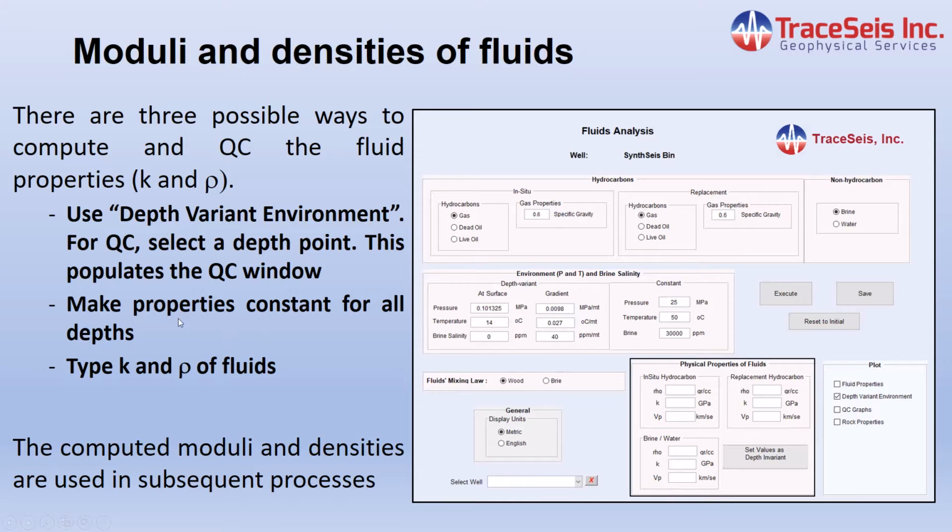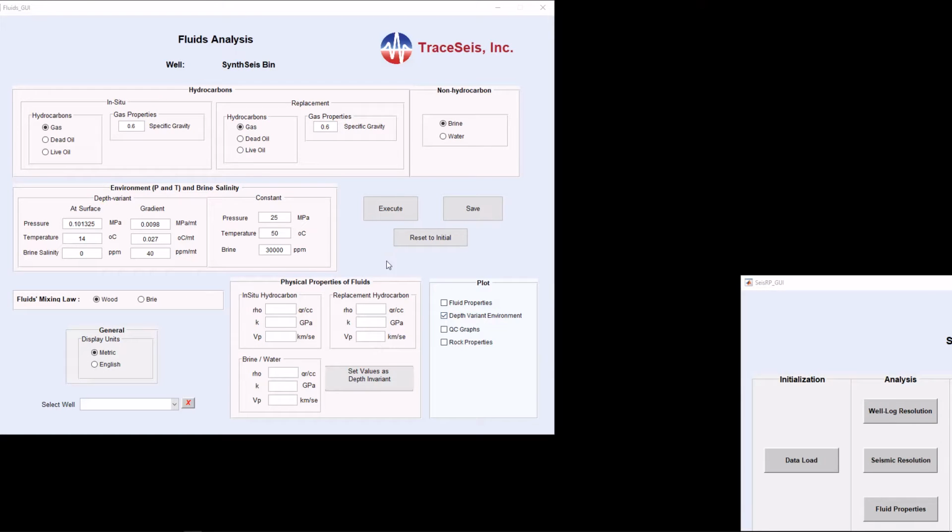The second possibility is to make properties constant for all depths, and finally we can type in the moduli and density of the fluids. Once we're satisfied with the properties computed, we can push the save button and the values are going to be saved for subsequent processes. Let's now illustrate in the program these 3 points. We had mentioned that we can use a depth variant environment.